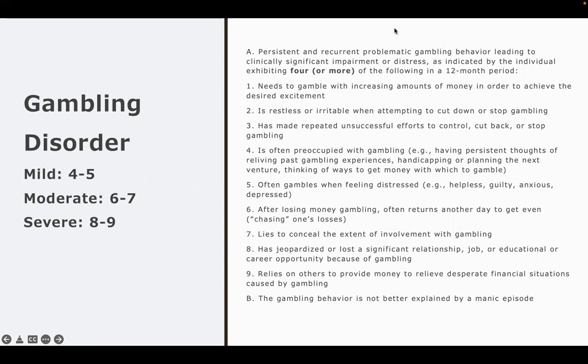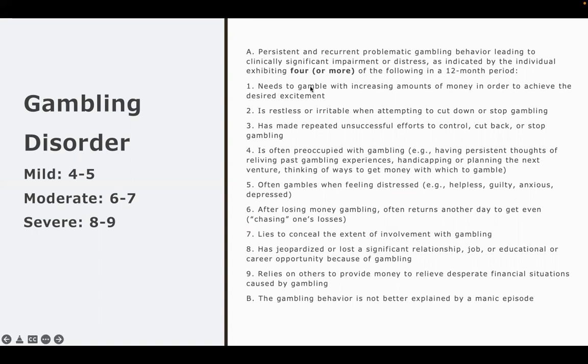So again, criteria A, you can see, is very similar here: persistent and recurring problematic gambling behavior leading to clinically significant impairment or distress, as indicated by the individual exhibiting 4 or more of the following in a 12-month period. And usually it's the last 12 months since you're seeing them now.